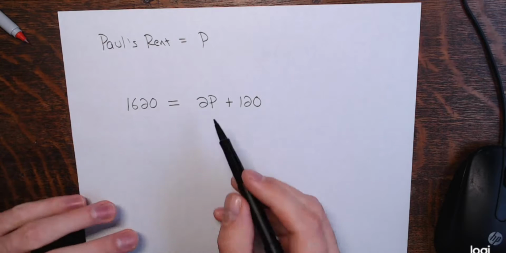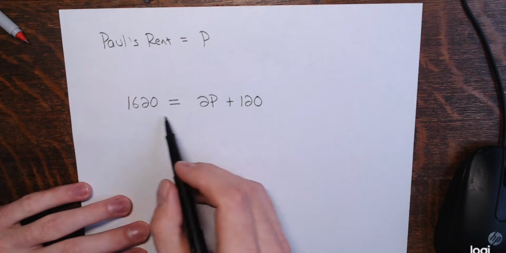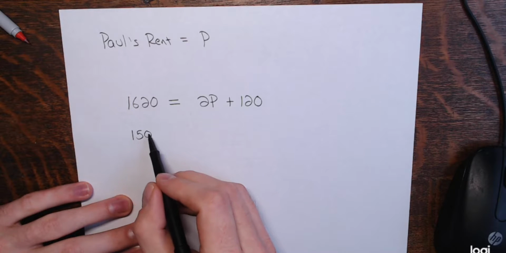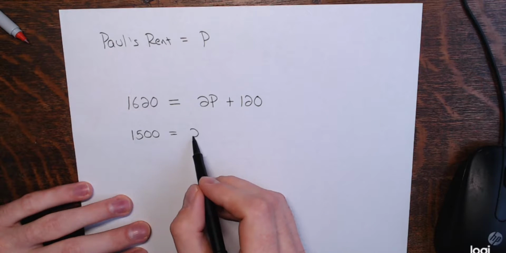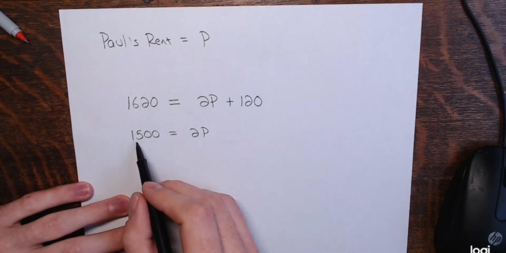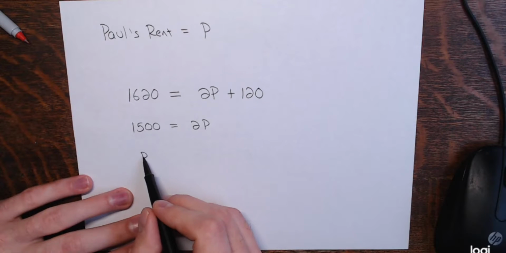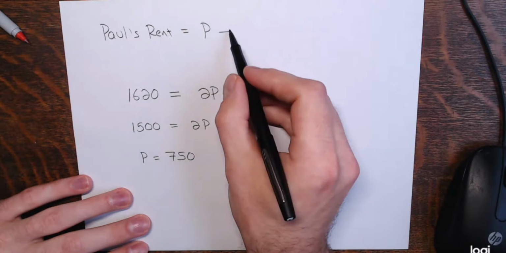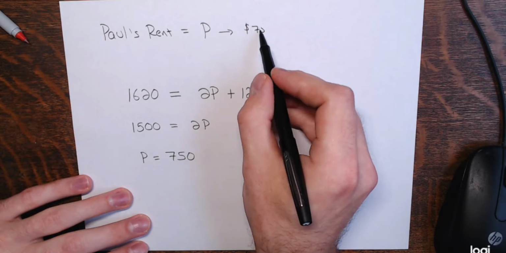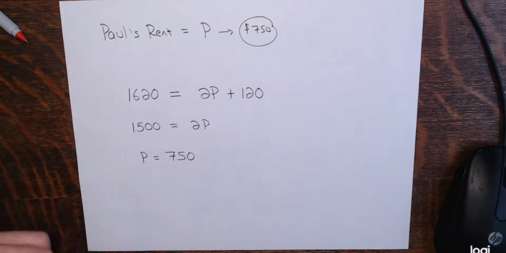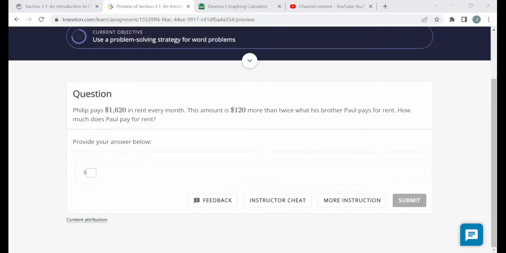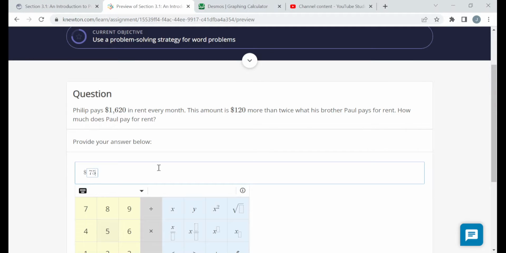So now I'm solving this for P. First let's subtract 120. If I subtract 120, you'd have 1,500 on the left equals 2P, and then dividing by 2, cutting 1,500 in half would be $750. So Paul's rent every month is $750, as opposed to Philip's rent, which is twice that plus 120. Paul's rent, $750.